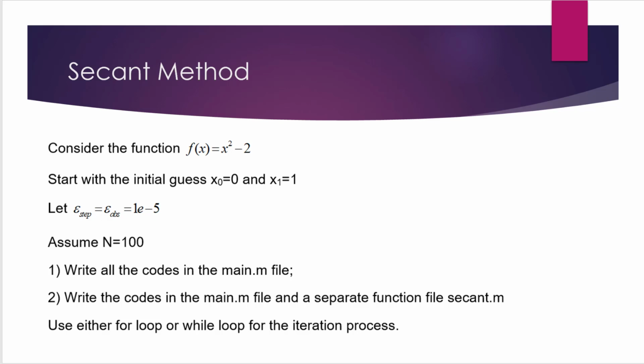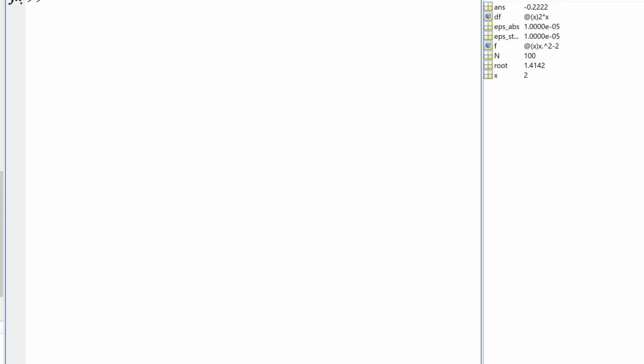And the first question asks you to write all the codes in the main file, and the second question asks you to write codes in the main file and a separate function file, which is called secant.m. You can use either for loop or while loop for the iteration process. Let's see the first question. Write all the codes in the main file, and we can create a new script.